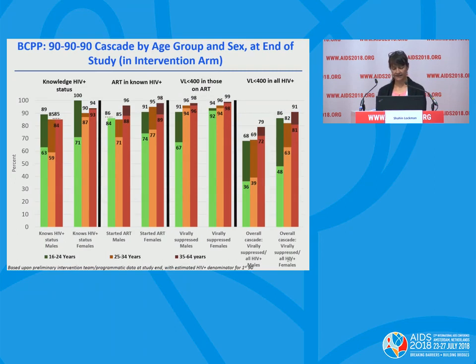By the end of the study, very good progress had been made in closing these gaps by age and sex, starting to close these gaps, I should say, although cascade coverage was still higher in all age groups of women compared with men.